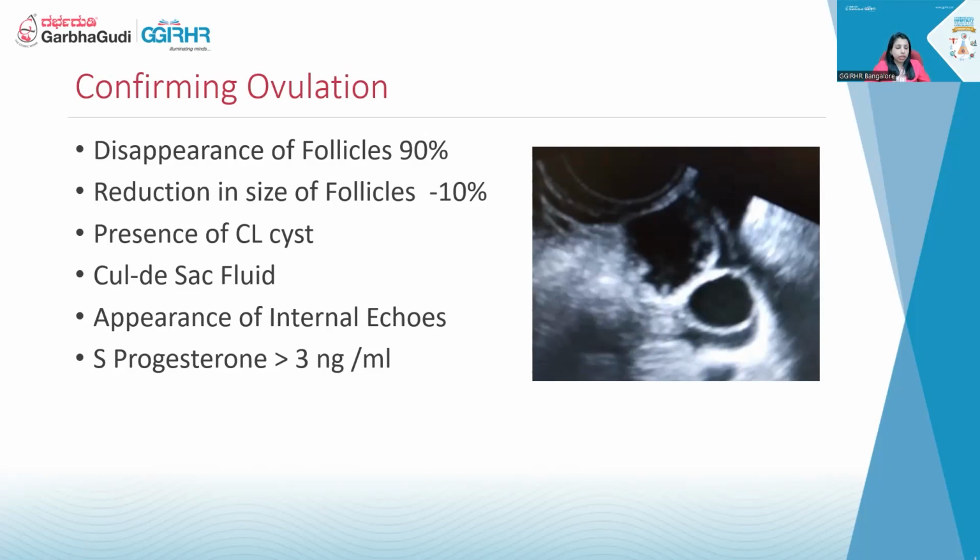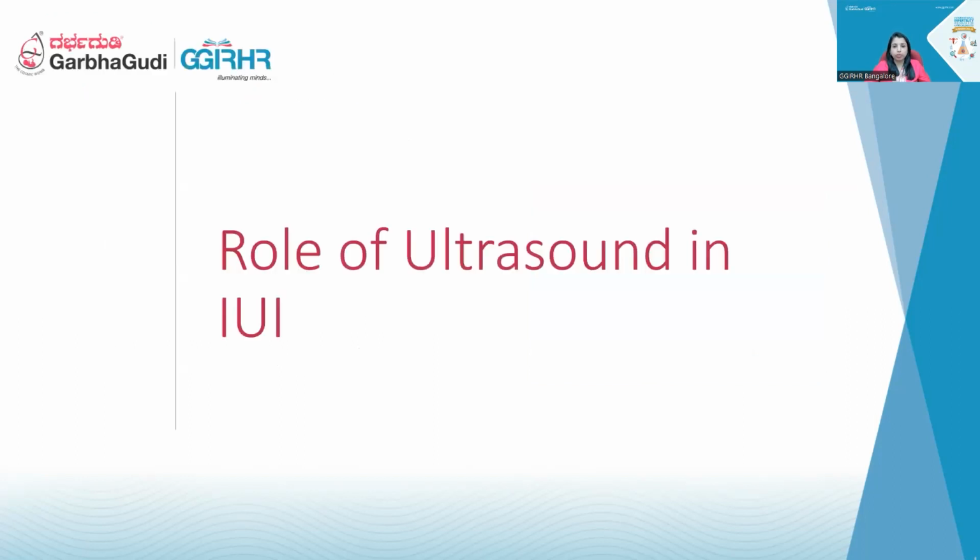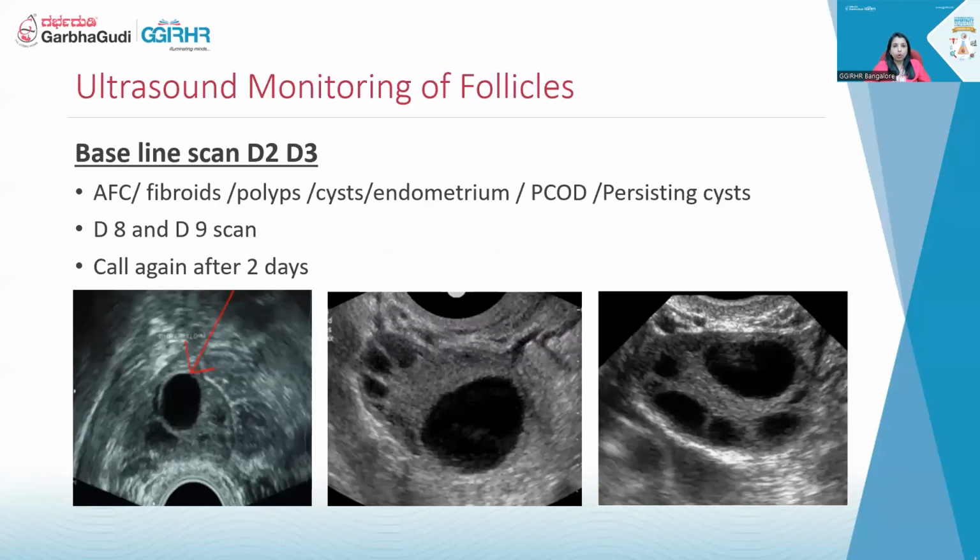If you are not able to correctly determine whether ovulation has happened or not, you can go for a serum progesterone measurement, and if it is more than 3 nanogram per ml, it is a sign of ovulation. So I triggered the patient, I called and checked for ovulation, and after confirming the ovulation, we have to plan for an IUI treatment. So what is the role of ultrasound?